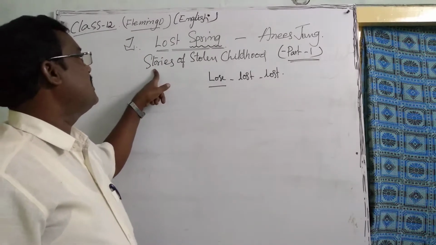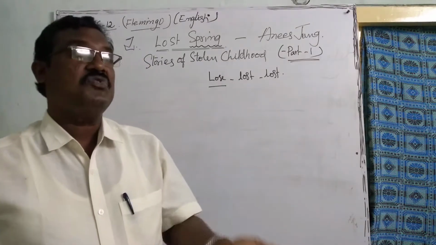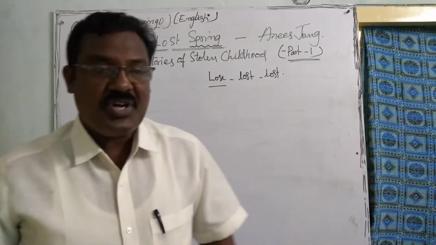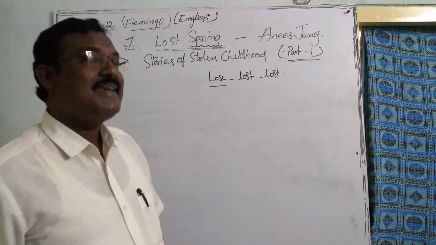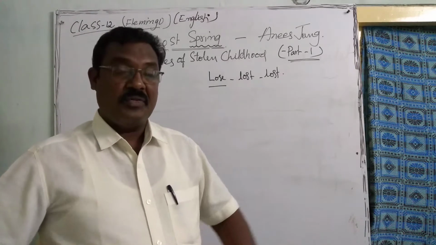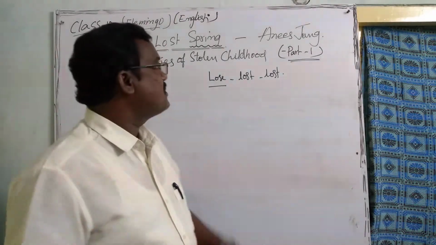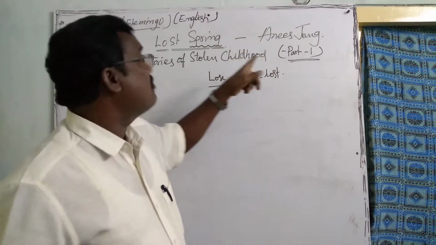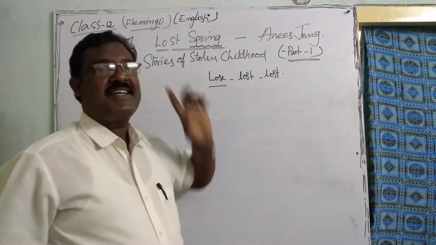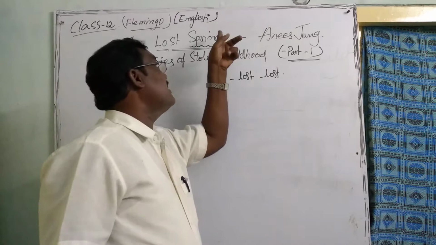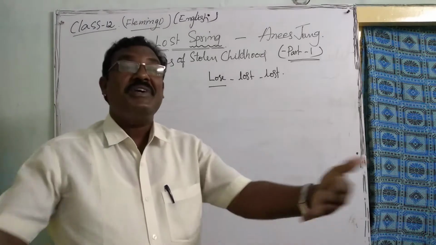Now, the subtitle you see here. Last Spring means the children who lost their childhood. That means the enjoyment, the entertainment, the happiness the children get in a general manner. Those things of happiness are not got by the children we are discussing in this lesson, Last Spring. The children in this lesson lost their happiness in their childhood by doing different activities.